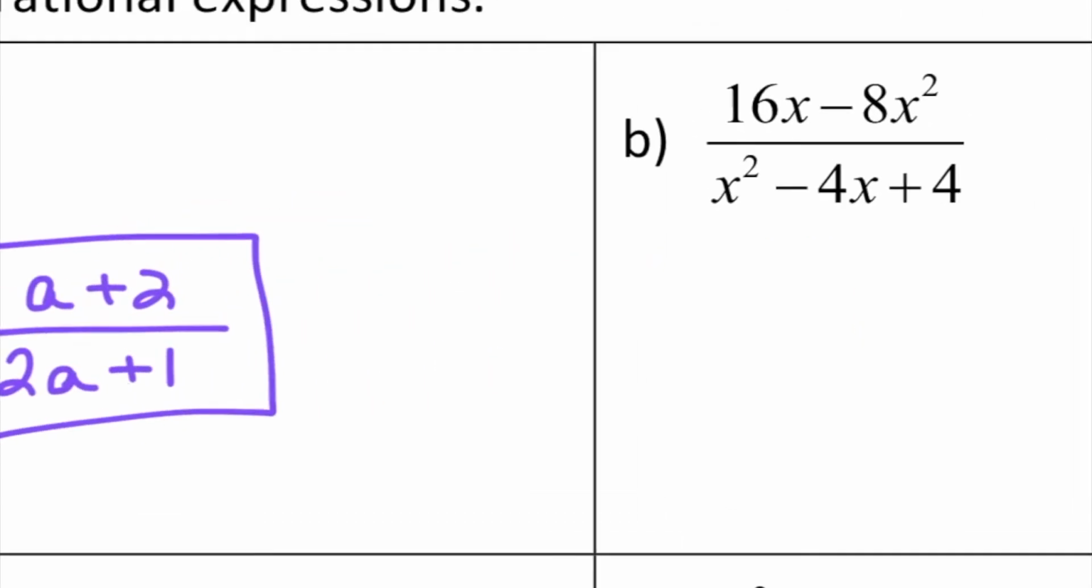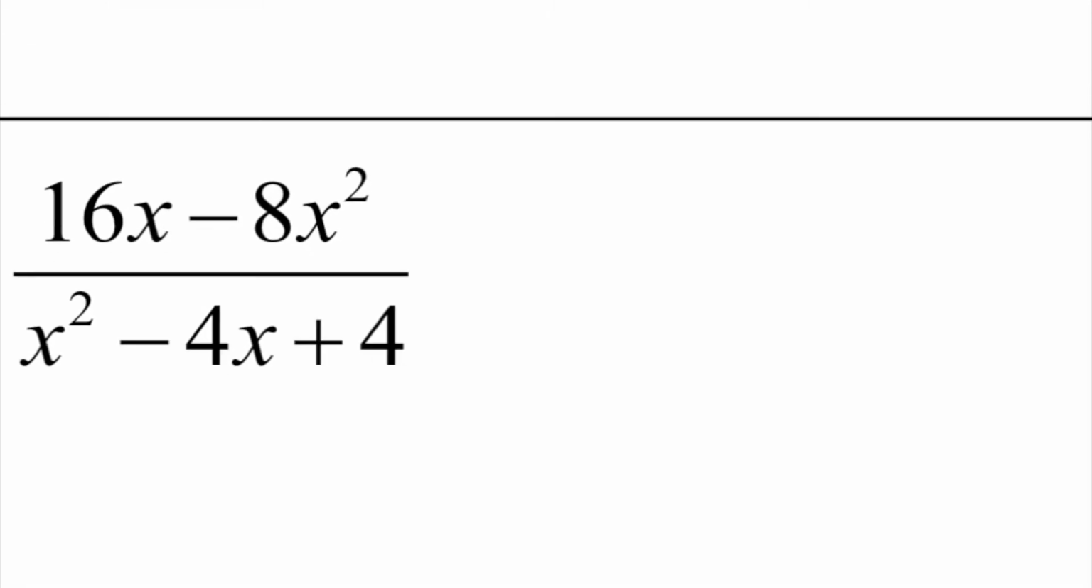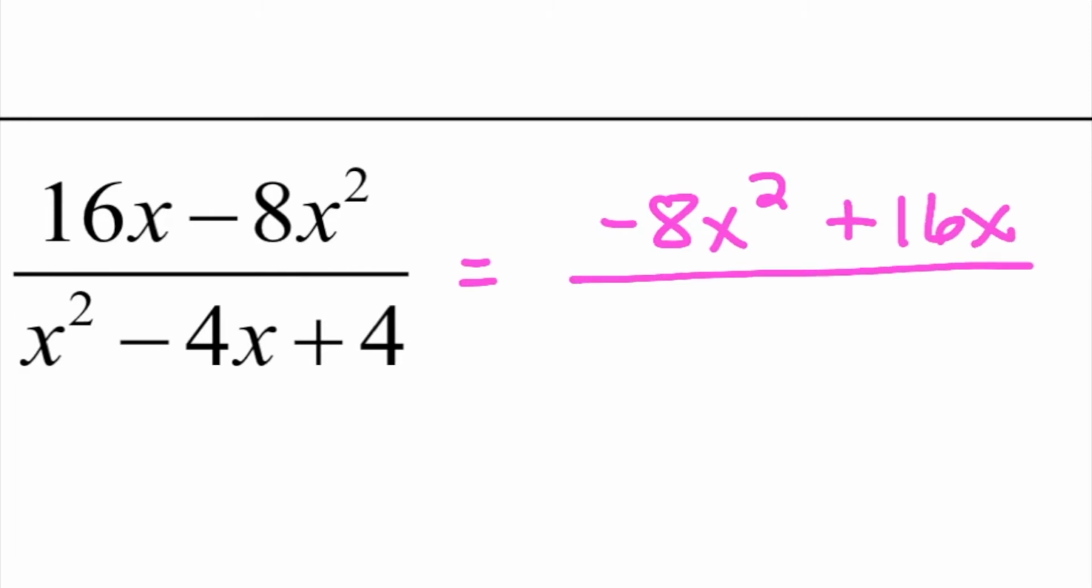In letter B, your numerator has a GCF of -8. Actually, you know what I'm going to do before I do that, just because it makes my eyes happier? I'm going to write that numerator in standard form. So -8x squared plus 16x. And that's just a little bit easier to think about and process.